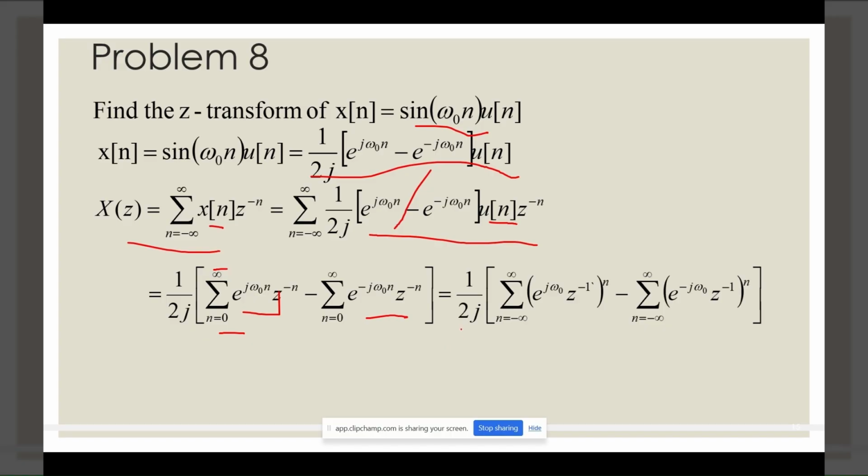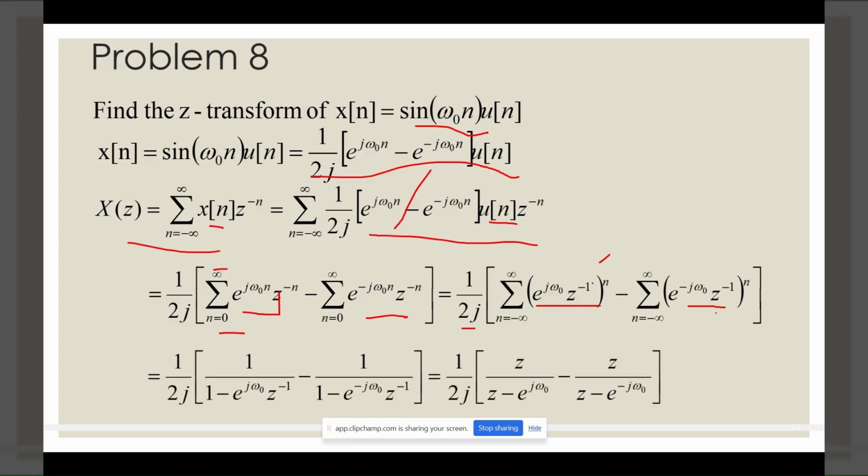Taking 1 by 2j outside and making this a common term and bringing this n outside and applying the geometric series formula, we'll get like this. 1 by 1 minus e power j omega naught z inverse minus 1 by 1 minus e power minus j omega naught z inverse. On simplification of this, we'll get z by z minus e power j omega naught minus z by z minus e power minus j omega naught.